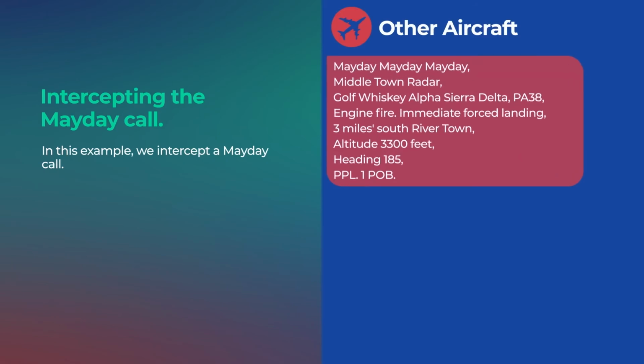Mayday, Mayday, Mayday, Middletown Radar, Golf Whiskey Alpha Sierra Delta, PA38, engine fire, immediate forced landing, 3 miles south Rivertown, altitude 3,300 feet, heading 185, PPL, 1 POB.